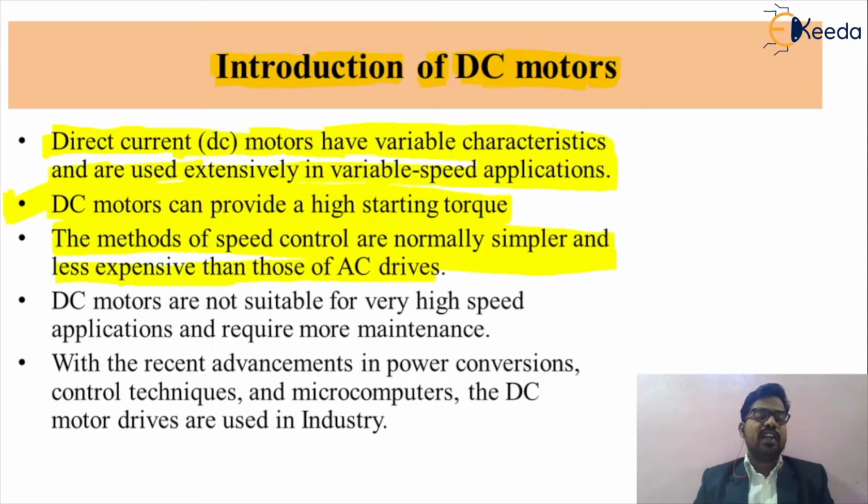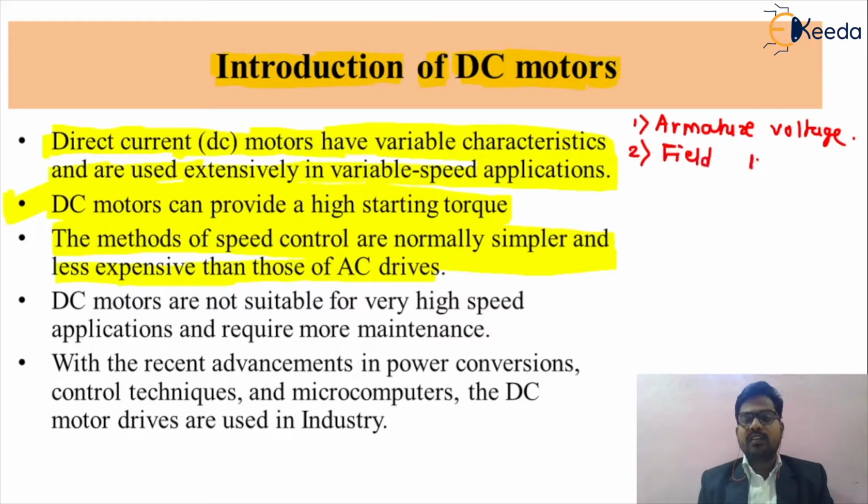The first speed control technique is called armature voltage control. The second speed control technique is called the field flux speed control technique of your DC motor. So friends, the speed control method of your DC motor is very simple. Okay, very simple means what?